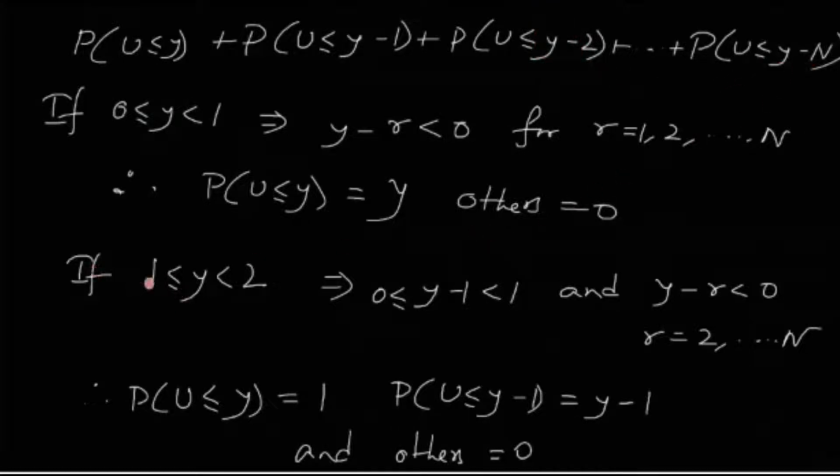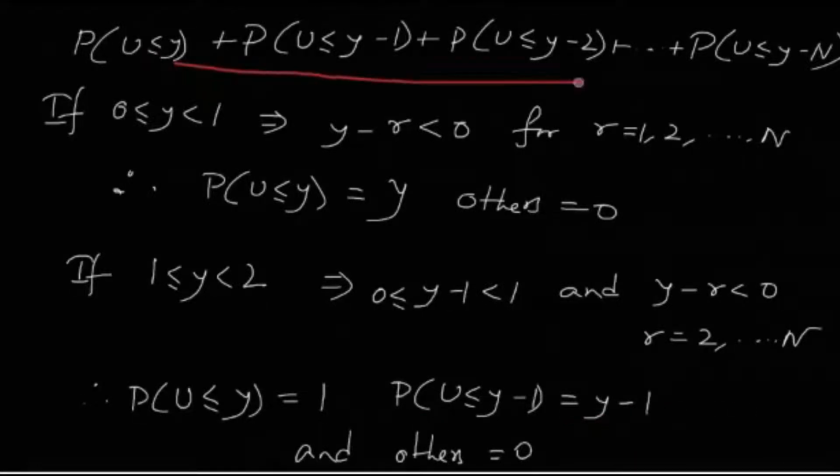Now if y lies between 1 and 2, then y minus 1 lies between 0 and 1, and the others, y minus 2, y minus 3, are all negative. That means this part becomes 1. Why? Because y is already greater than or equal to 1. So obviously this part is 1, and this part is y minus 1, and the others are 0. So ultimately the sum is 1 plus y minus 1 plus others that are 0. That means the sum is again y, right?